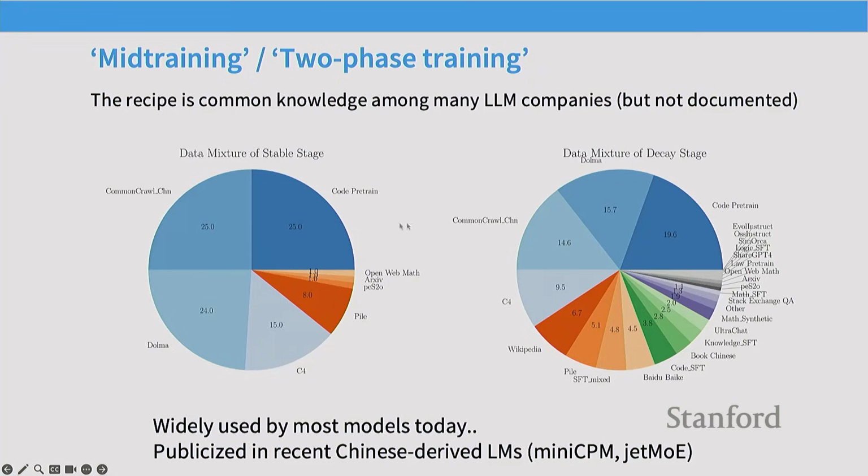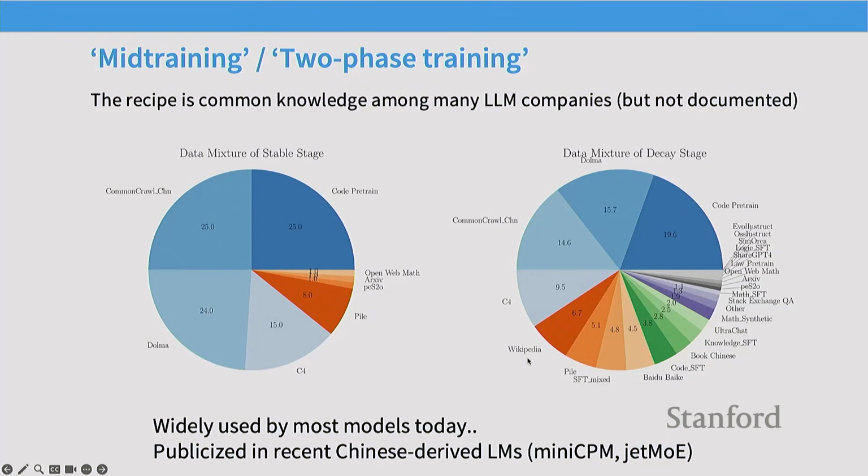Common Crawl, code pre-training, Pile, Dolma, they've thrown it all into one big pie. And then they have a second stage, which they call the decay stage. If you remember my lecture on scaling laws, I talked about WSD: warm-up, stable, decay. So that's the stable stage, that's the decay stage. And in the decay stage, what have we got?